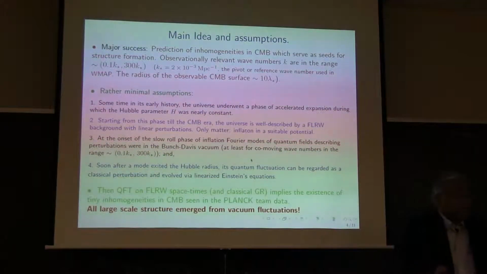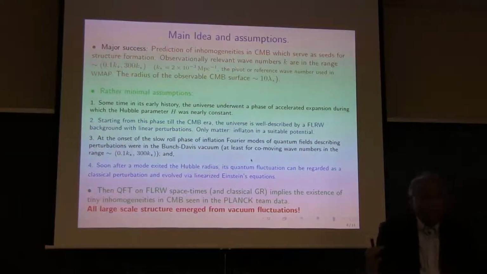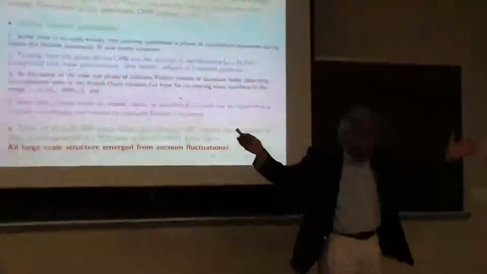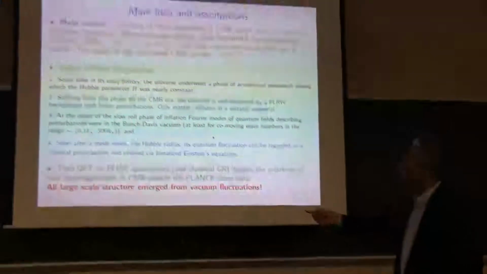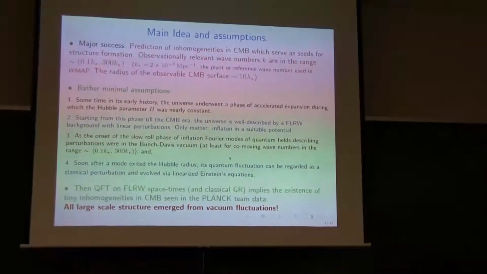In other words, we're not making an assumption about the entire quantum state, we're only making an assumption about the quantum state as it refers to some mode. Other modes may be in some other state; the observations don't care about it. That's the idea up here. And then soon after the mode exits the Hubble radius, it can be treated as classical.